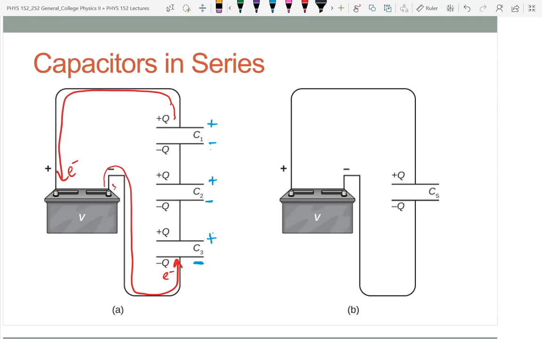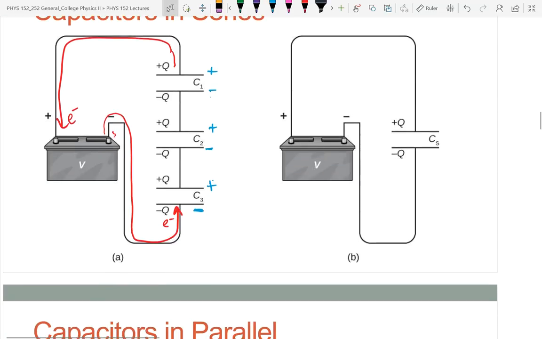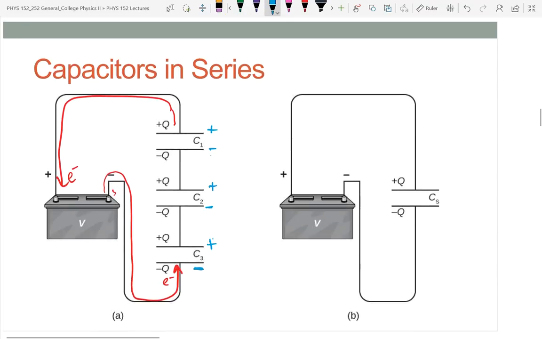So fundamental outcome from this, when you have capacitors in series, what's the same for every capacitor? Same what? Say louder. Charge.